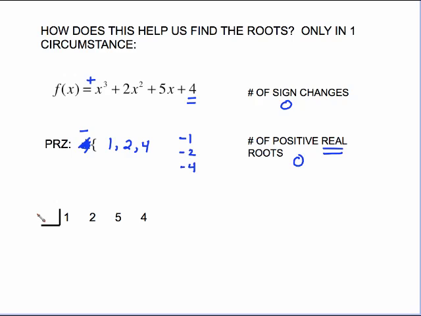Let's finish out this problem. Let's do -1. -1 times 1 is -1. Add those and get 1. -1 times 1 is -1, gives me 4.